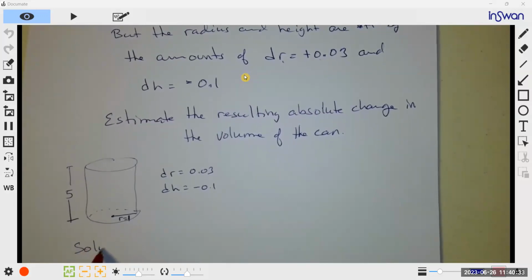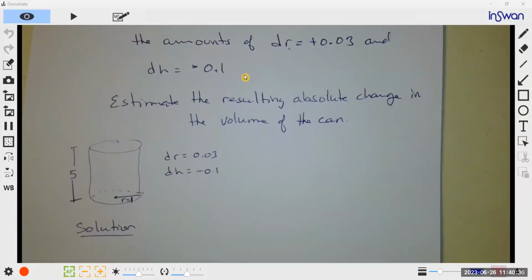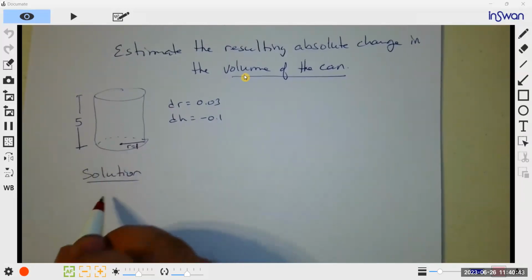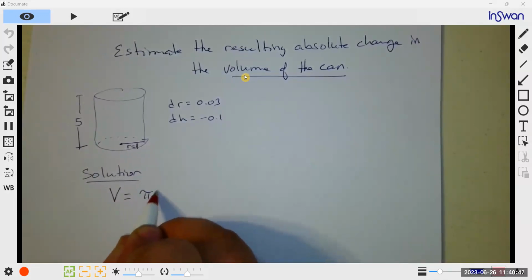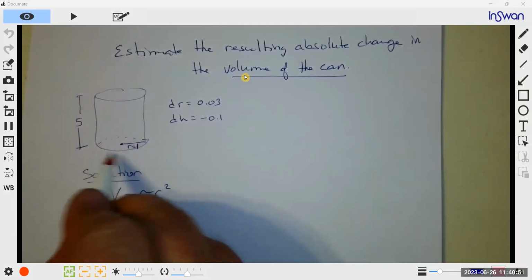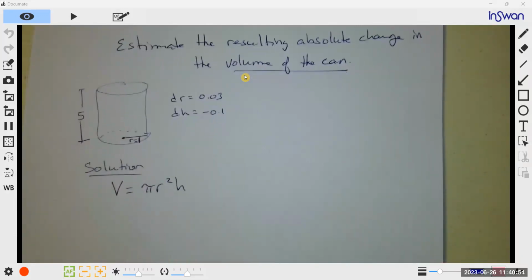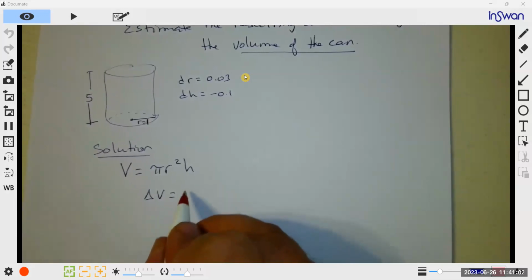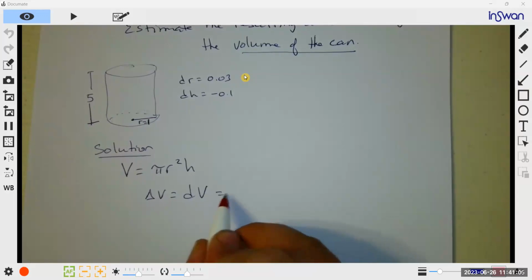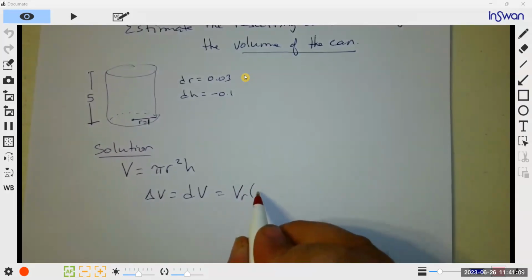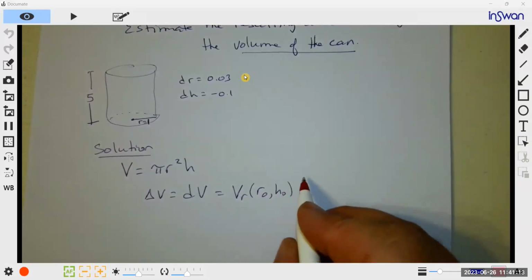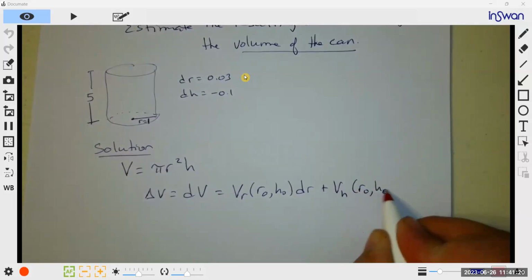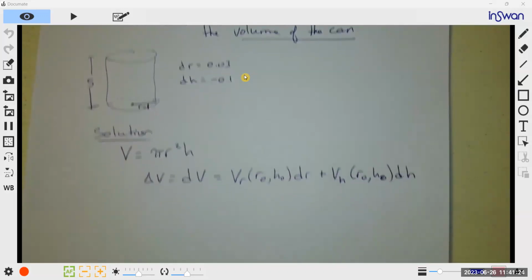So the first thing we have to start off with, since we're looking at the volume of the can, is we have to know the formula for the volume of a cylinder. Pi r squared, which is the area of a circle, times the height. So to find the change in that, we're looking at dV, which is the partial with respect to r at our initial height and radius times its change, and the partial with respect to the height at the initial values times its change.